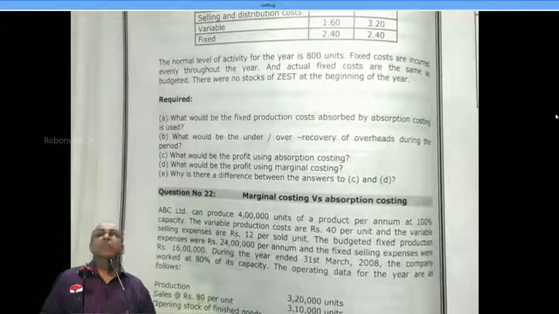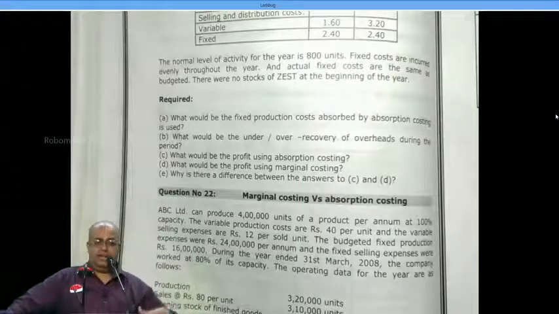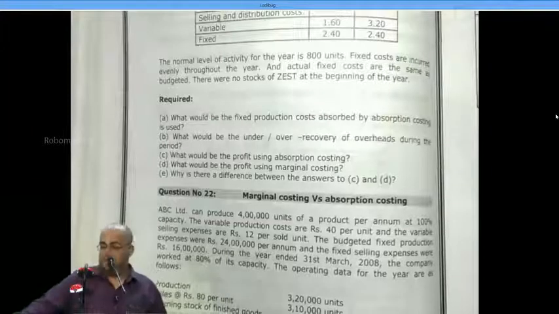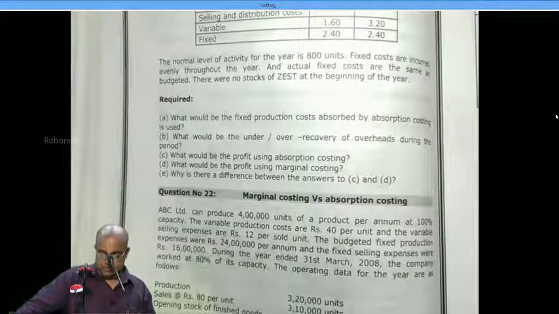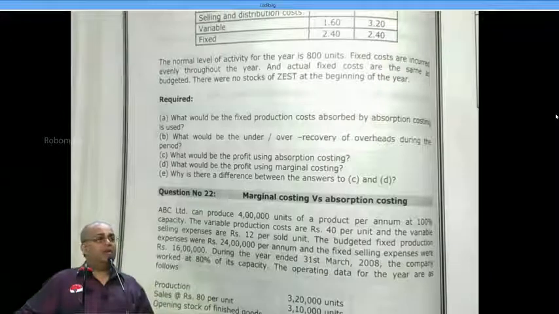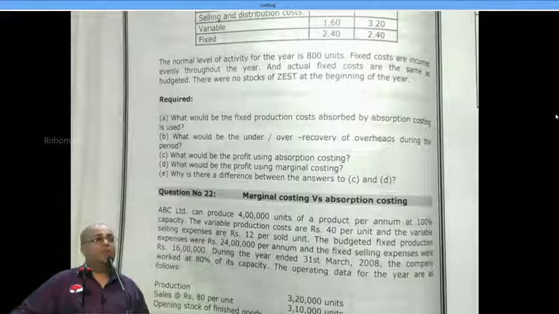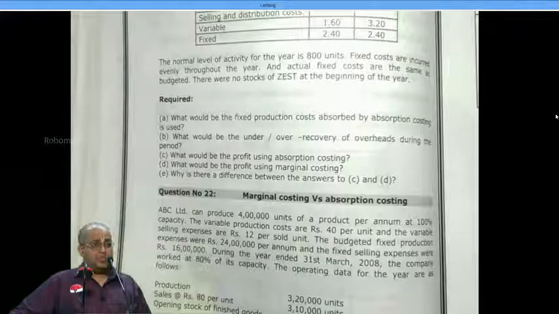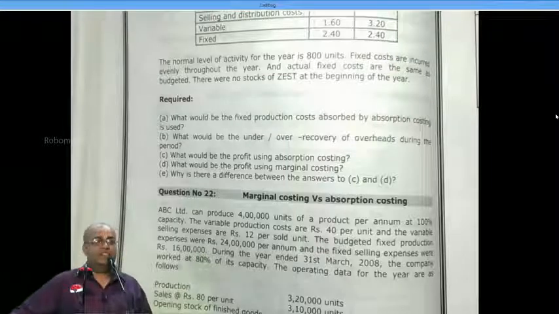Write down. First, Part 1. Let us do it together. You should be thinking along with me, telling and writing. Part 1. Marginal costing system. Shall I proceed? Step 1. Units in closing stock. They have not given it, but it is there. Right or not? Step 1. Units in closing stock.